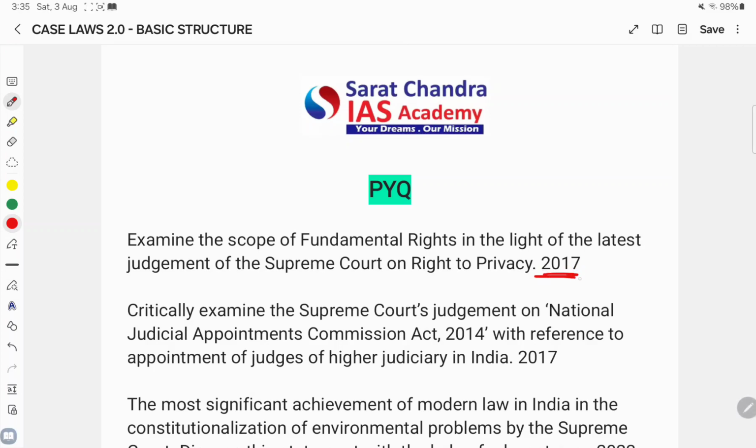For example, in 2017, UPSC asked a question: examine the scope of fundamental rights in light of the latest judgments of the Supreme Court on the right to privacy. So this question can be addressed if we have a sufficient number of Supreme Court judgments.